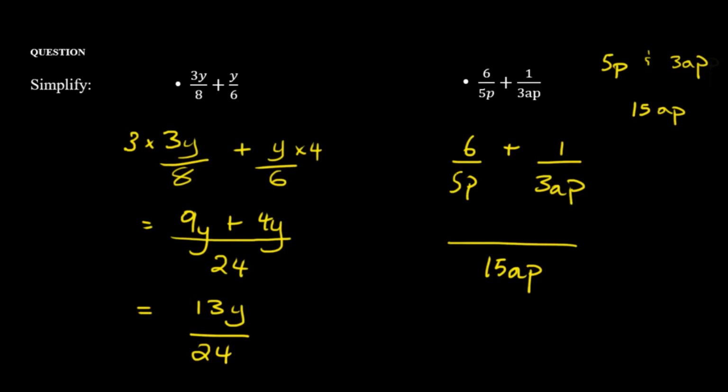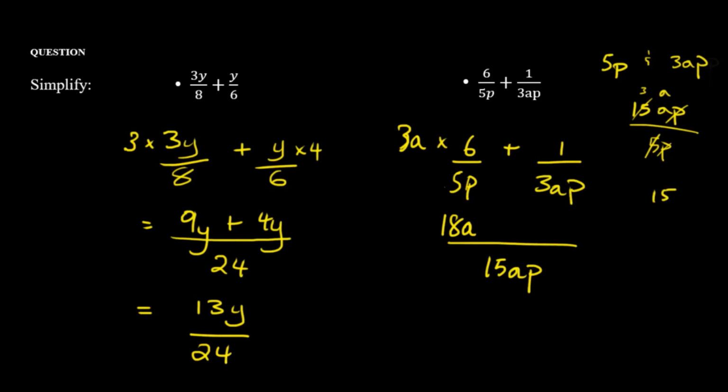So if we break it down, 5p into 15ap, let me just write that here. That would look like 5p into 15ap. 5 into 15 goes 3. p into ap goes a. So I would be multiplying the numerator by 3a. And 3a times 6 is 18a.